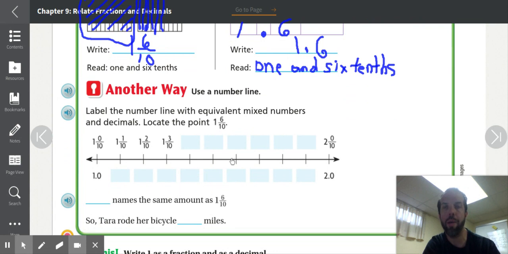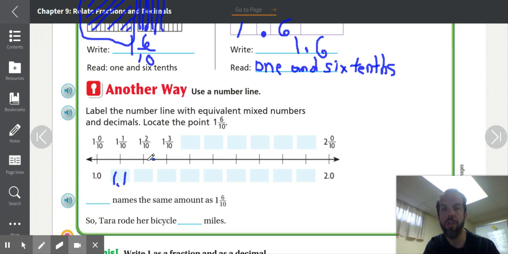All right, same thing on a number line. Label the number line with equivalent mixed numbers and decimals. Locate the point 1 and 6 tenths. All right, so on my number line I have 1 and 0 tenths, which would just be the same as 1. My next one would be 1 and 1 tenth. So I would write that as 1 whole, put my decimal point, and 1 tenth. How do I read that? 1 and 1 tenth. Okay.